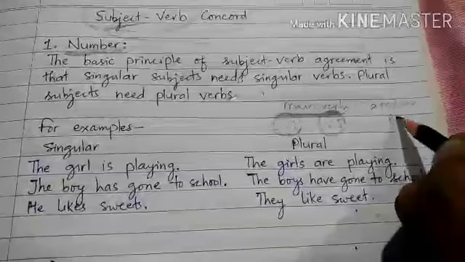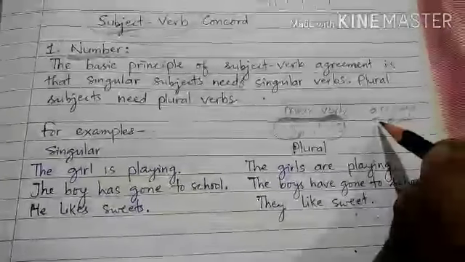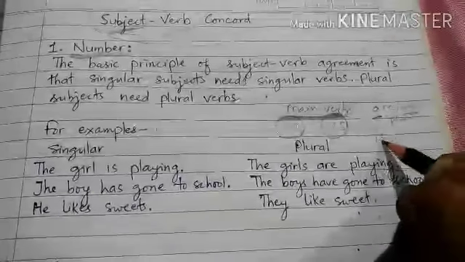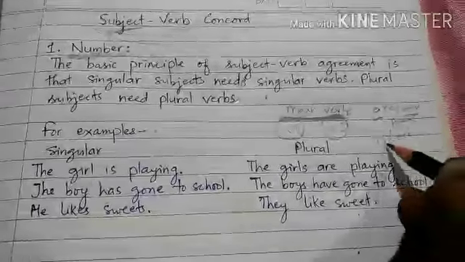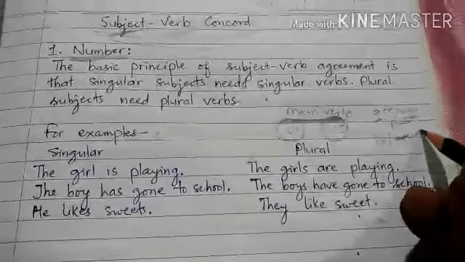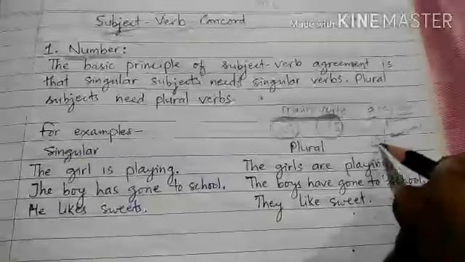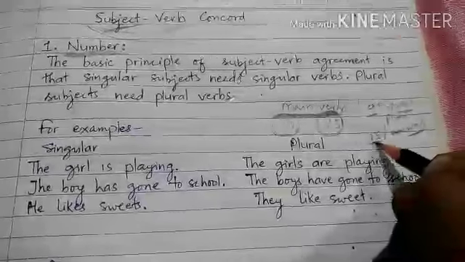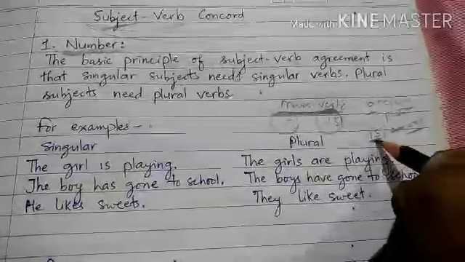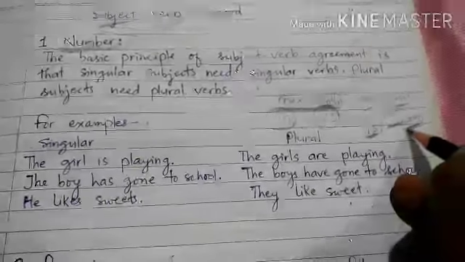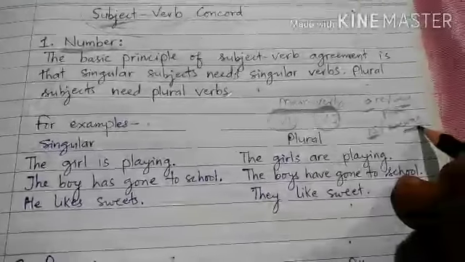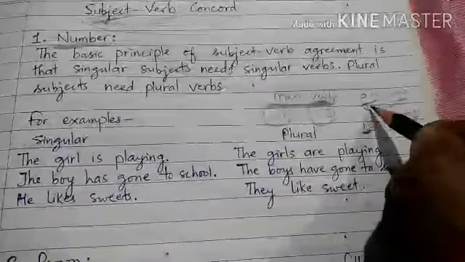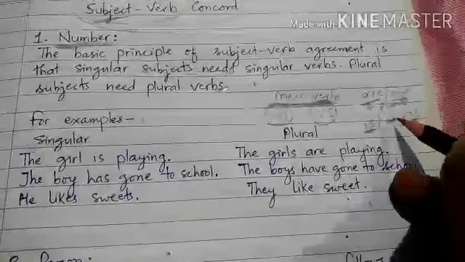Are is for plural in the present tense and were in the past tense. In the same way, is and was. Is is used with singular in the present tense, and was is used with singular in the past tense. In the same way, are is plural in the present tense and were is plural in the past tense.